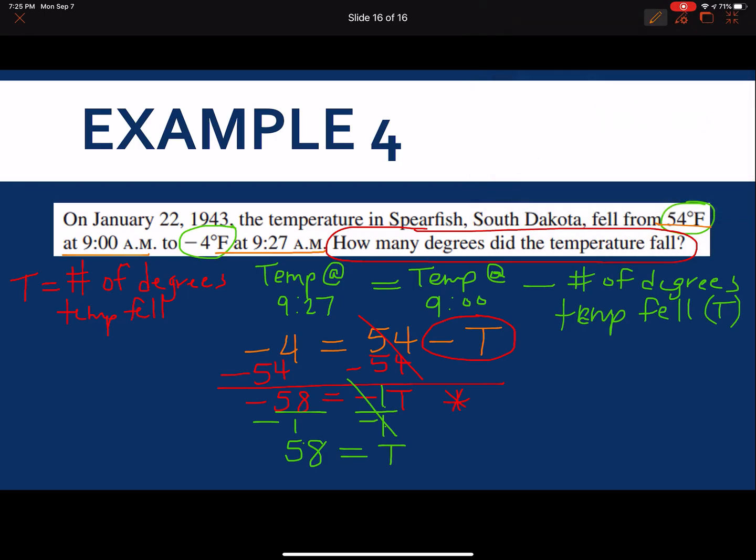What does t equals 58 or 58 equals t mean in context of this problem? It means, and again we're just going to restate the question, the temp fell 58 degrees Fahrenheit. So basically we're restating what t is equivalent to and what it means in context of this problem.